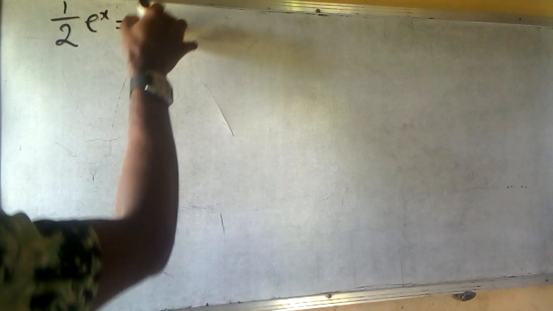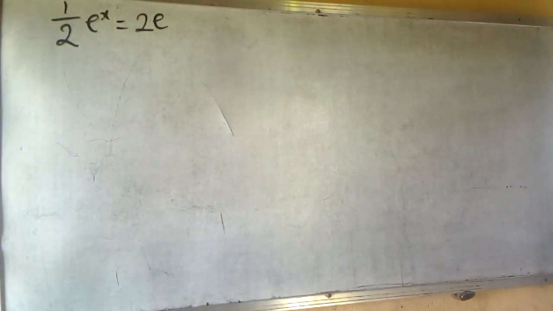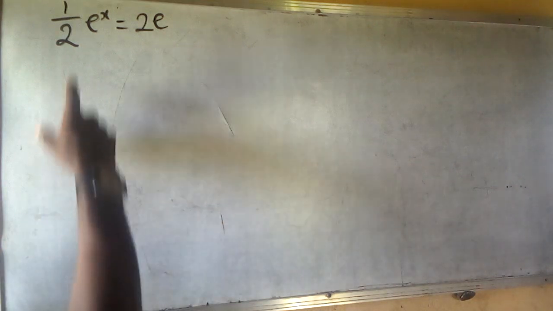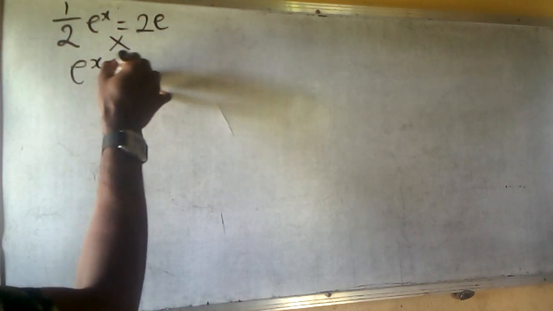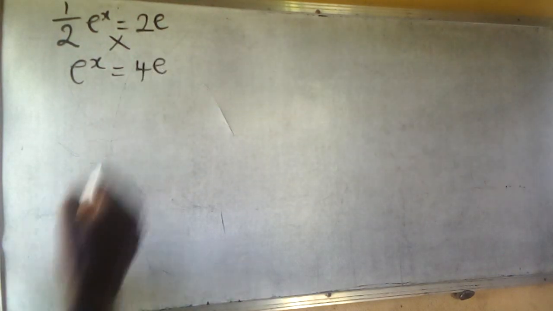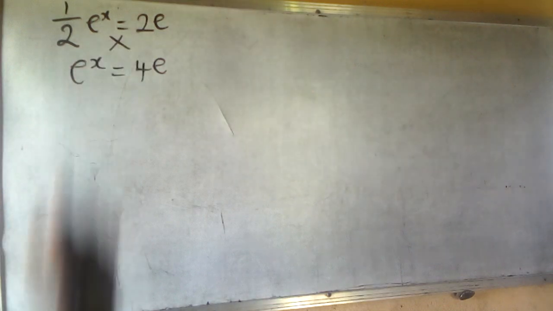To stop talking, let me just solve something. Let me emphasize something. If we have something like 1/2 exponential x is equal to 2e, I just formed the question to do some illustration. If I want to do cross multiplication, 2 times 2 is 4, so that is exponential x is equal to 4 exponential e. You see, 2 times 2 is 4, right?